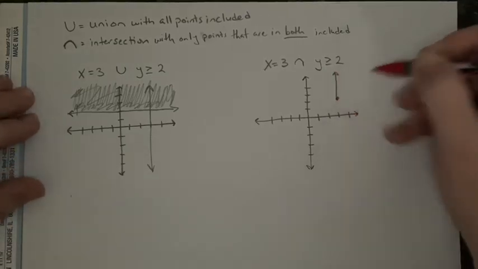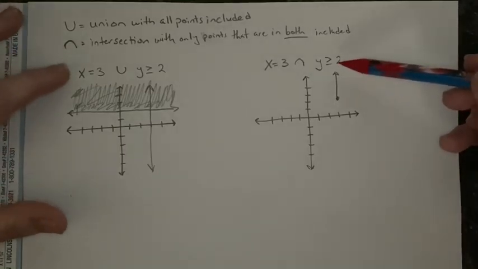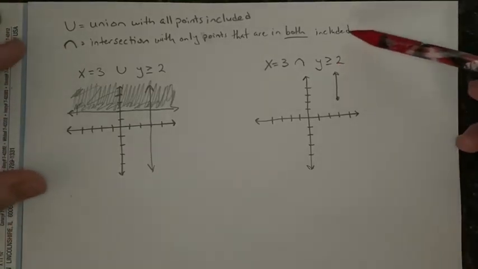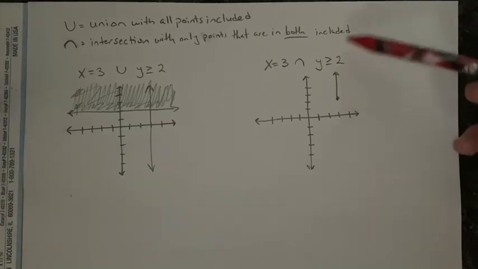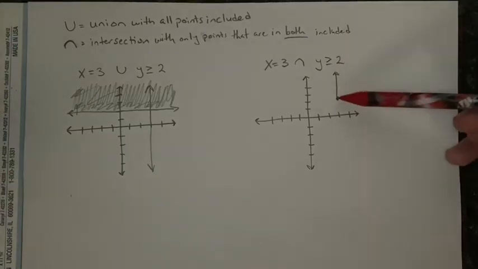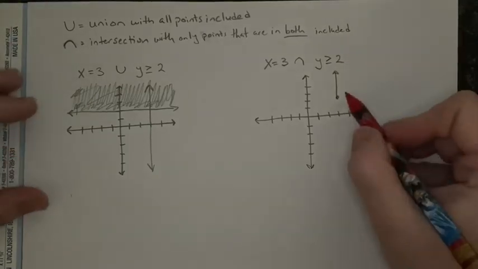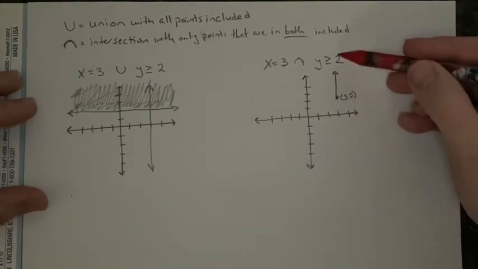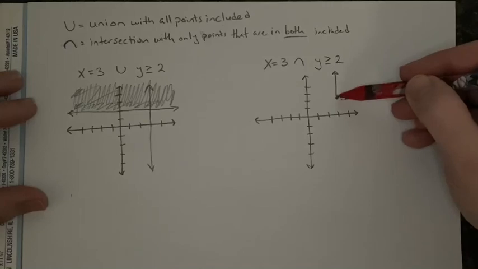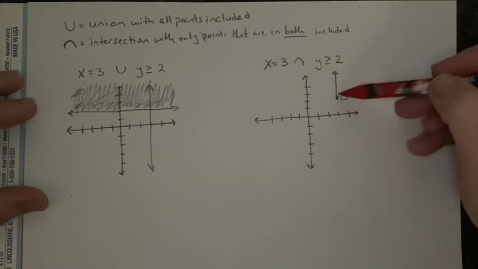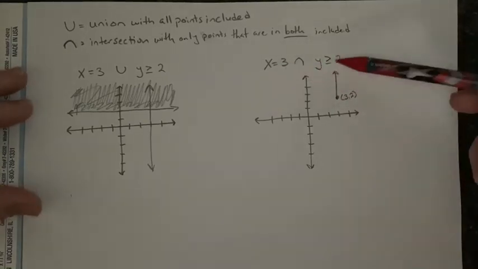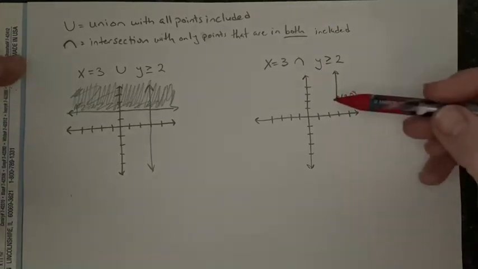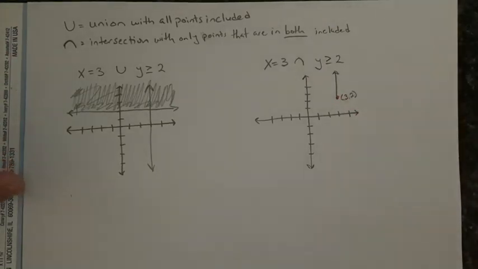This is the intersection of the same 2 equations here, because we only want the points that are in both. And from this point, 3, 2, and vertically up from there, staying on all x is 3, these are the only points that satisfy both of these things together at the same time. And that is an intersection.